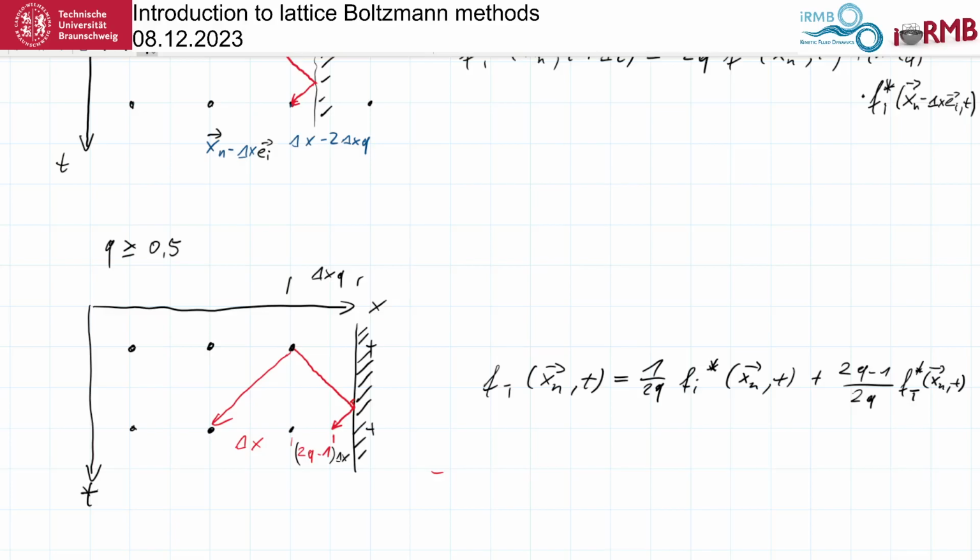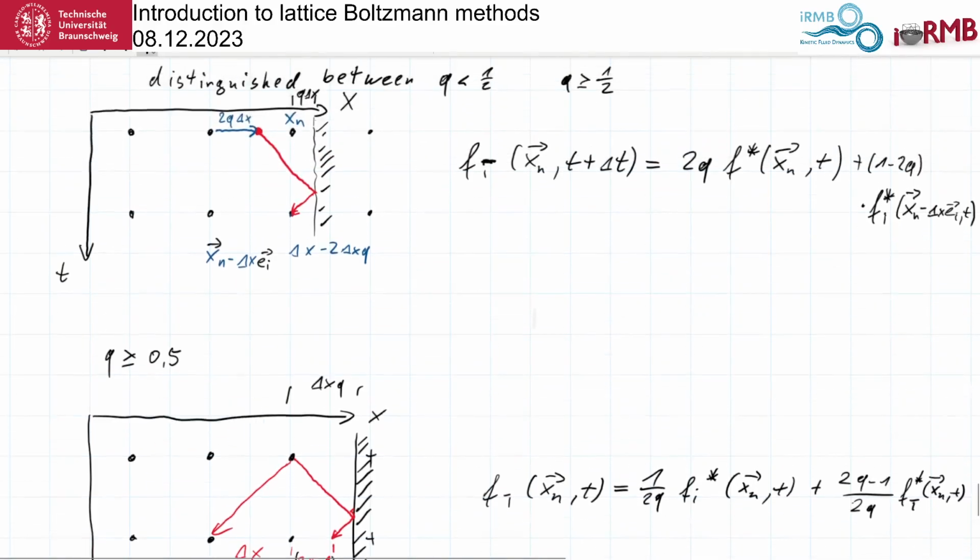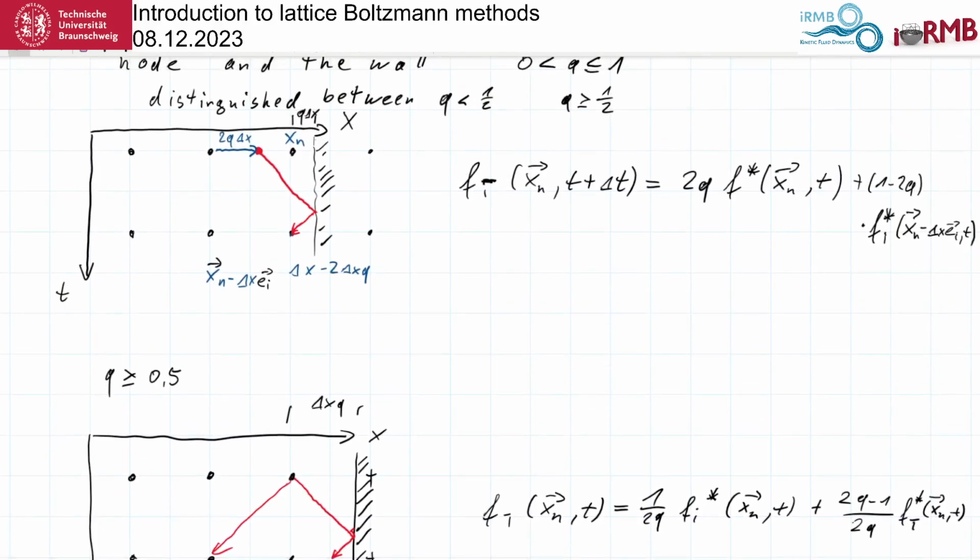So what is beautiful about this is that it's only dependent on the populations on the same node, right? So we don't need to know anything from our neighbor for this case. However, this is not general, because in the other case, we need to know something about our neighbor.